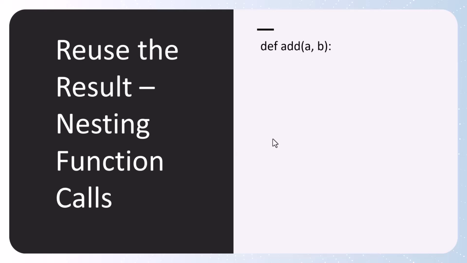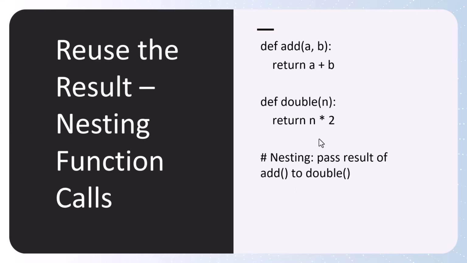Then we have that reuse the result. Another way of reusing the result: nesting function calls. We have got an addition function which returns the sum of two numbers, and then another function, double n, which returns n multiplied by 2. If n is 5, 5 multiplied by 2 is 10. So nesting passes the result of add to double. So print double, and in the double function I am calling the add function and passing 10 and 5. So 10 plus 5 is 15, multiplied by 2, output should be 30.